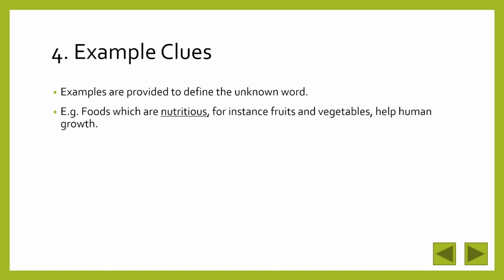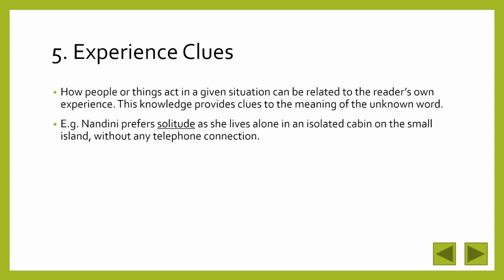Okay. Then example clues. Examples are provided to define the unknown words. For example here: foods which are nutritious, for instance, fruits and vegetables, help human growth. So foods which are nutritious, they give the example here, for instance, fruits and vegetables. So they give examples to explain nutritious. See? Nutritious equals healthy. So fruits and vegetables, you know and you understand, they are healthy, so they are considered nutritious. So that is example clues.